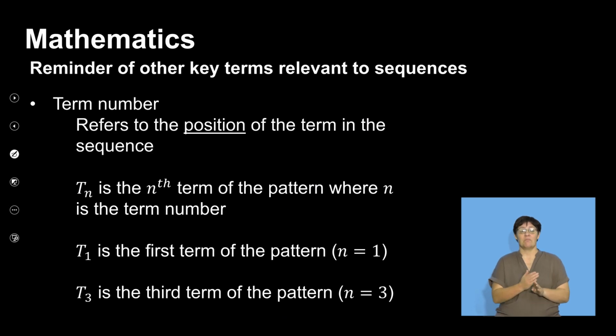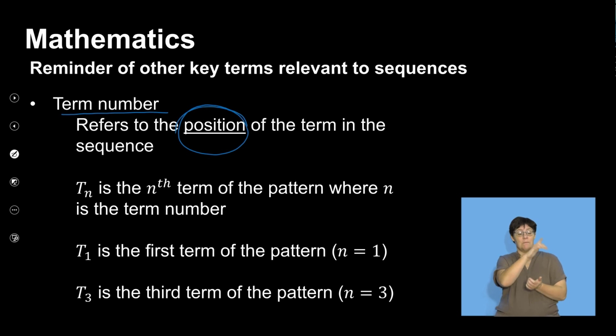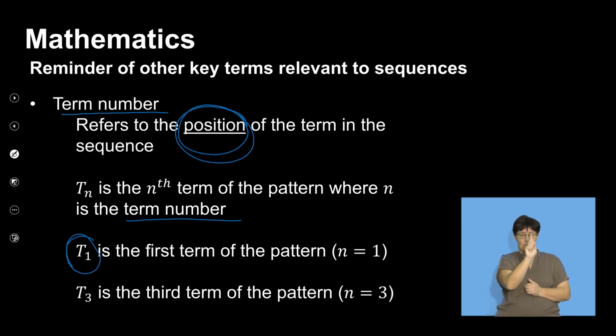Before we look at an example, I'm just going to go over some important definitions that are important for you to have at the back of your minds as we go through this section. Please remember that a term number refers to the position of the term in a sequence. Tn is the nth term of the pattern, where n is the term number. So for instance, if I say T1 is the first term of the pattern, T1 is the first term because n is equal to 1.